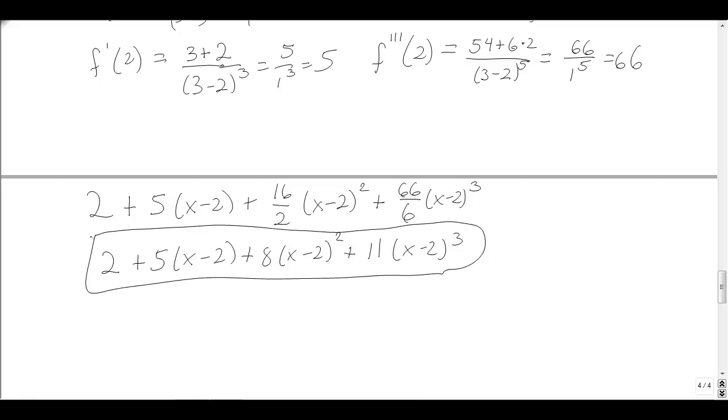Now, a warning here: there's a temptation, and I'm fighting this a little bit myself, to take 5 times x minus 2 and turn that into 5x minus 10, and to square out x minus 2, and then multiply that by 8.